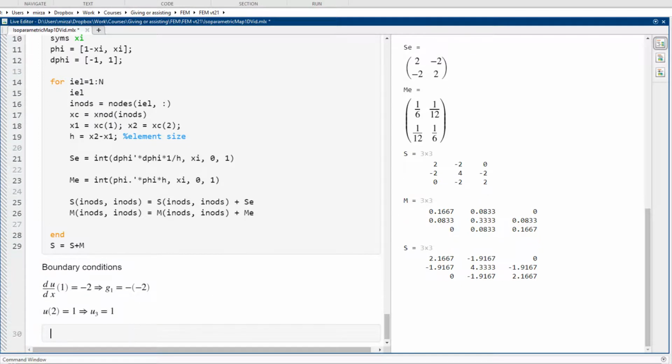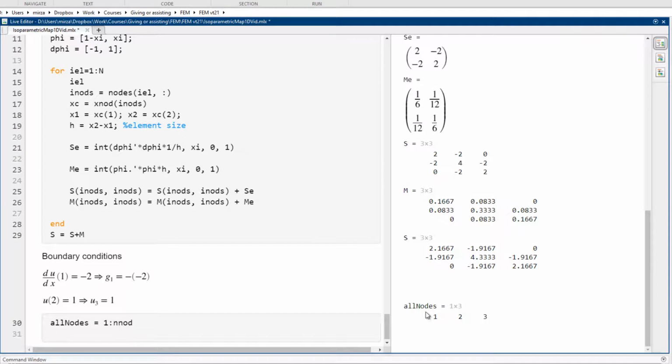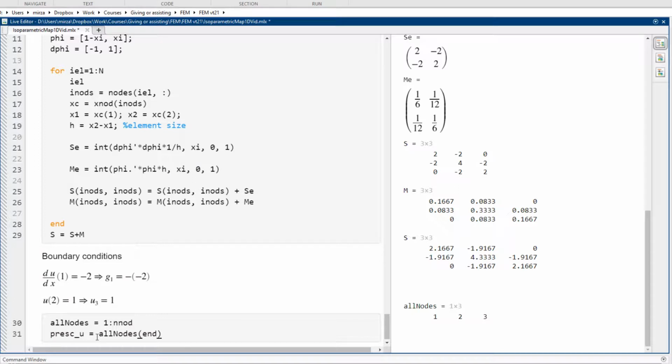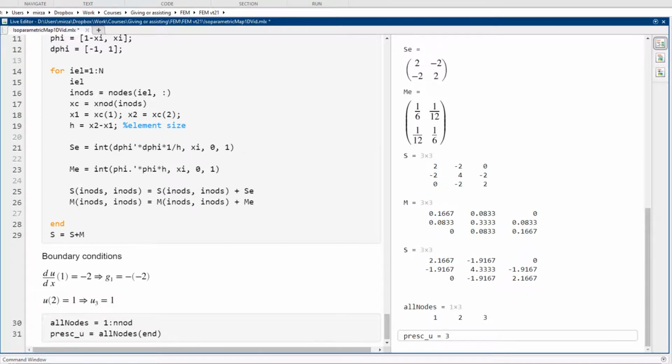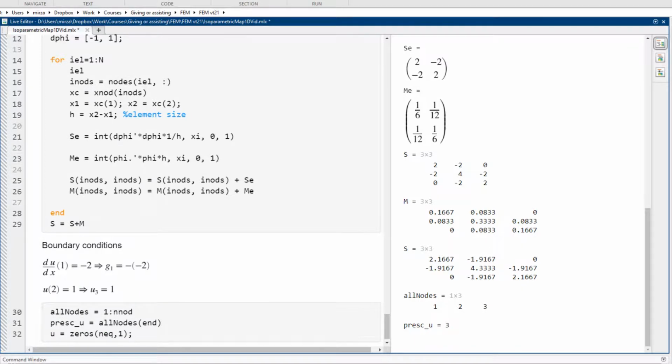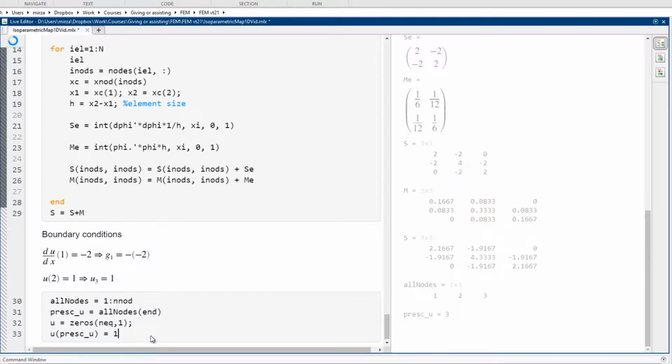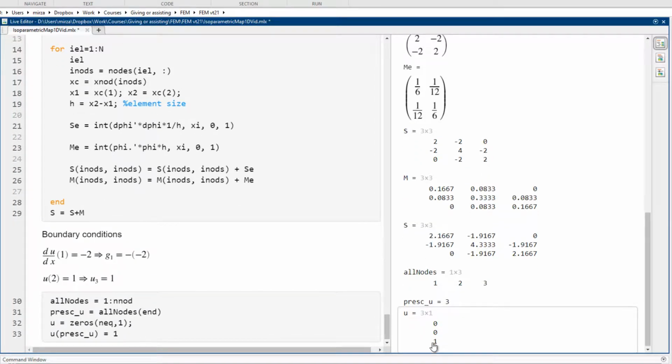So we have all nodes, same way as we did before. These are all of our nodes. Just take a look at it. This is what we have. And then we have our prescribed node, the actual node which is prescribed is the last one here, so that's number 3 then. And then we create our solution vector with all zeros, and we set the prescribed one using this way. This is what we didn't do last time, but now we're setting this, so this is actually 1 here according to what we have here.